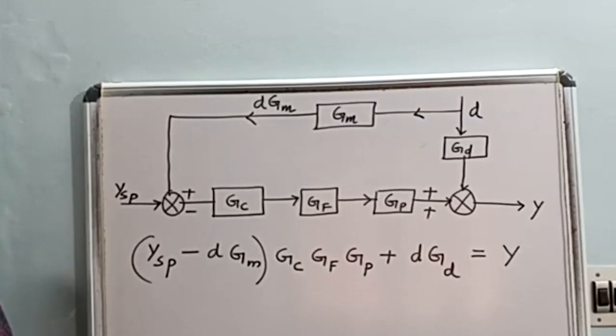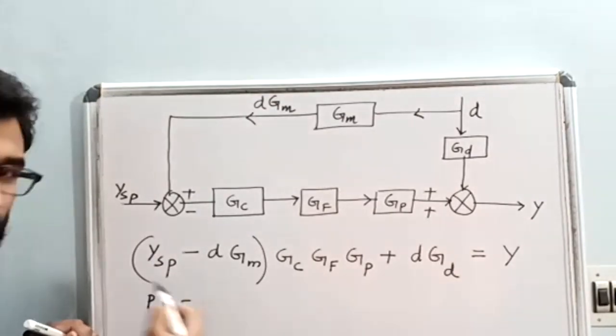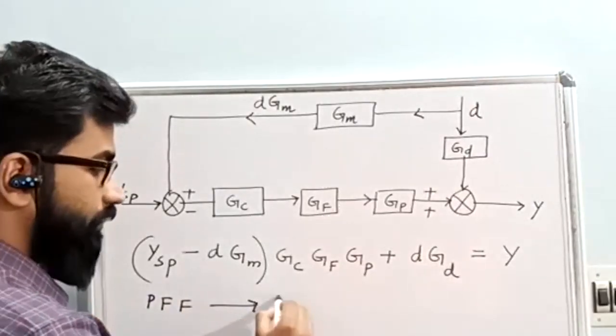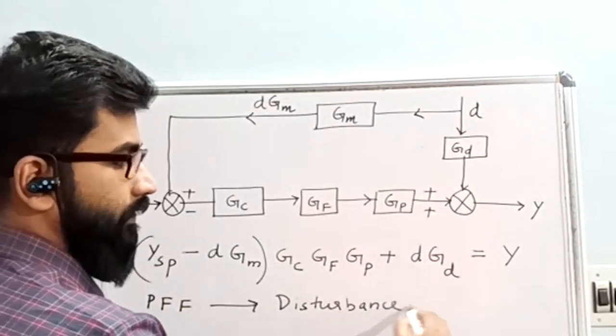So if the disturbance is not properly measured, it will be a problem for this particular type of control. This is the meaning. And in feed forward controller mostly, we will be having two cases. What is the first case? The first case is the perfect feed forward controller. If it should be a perfect feed forward control, then we should reject the disturbance completely.